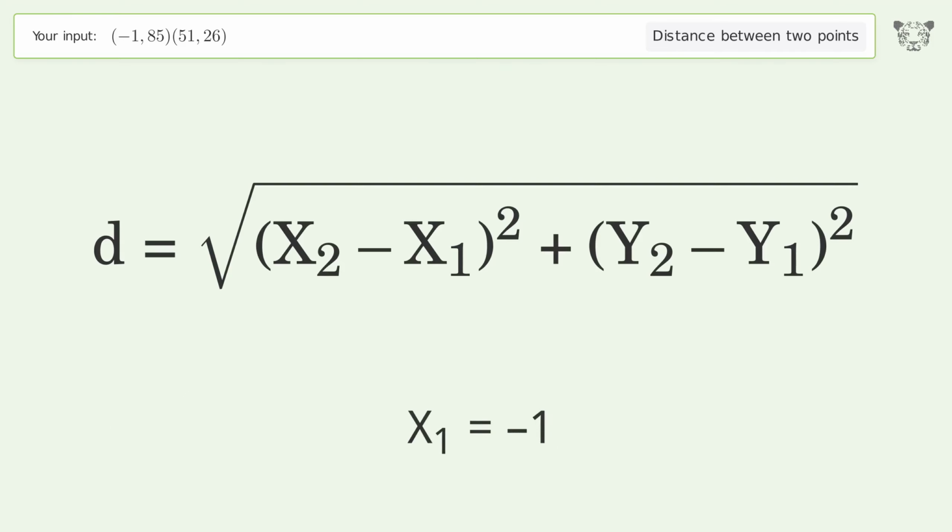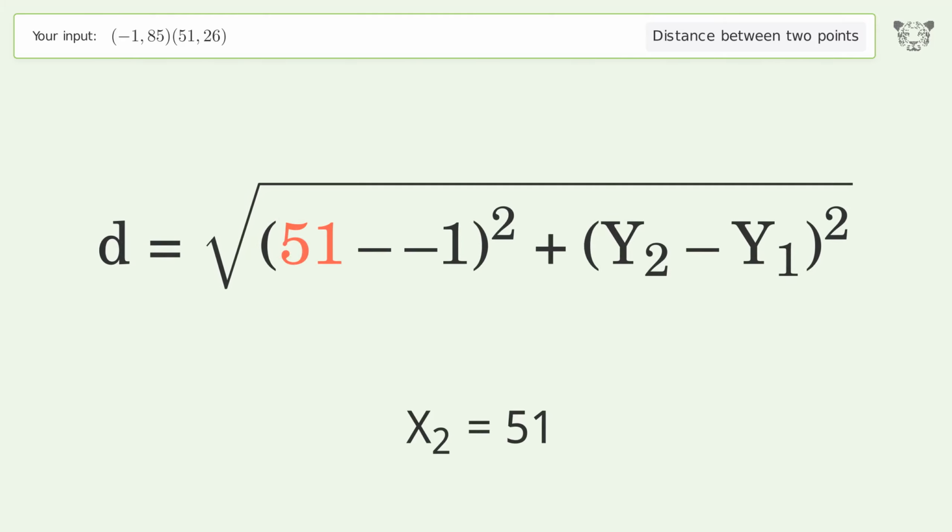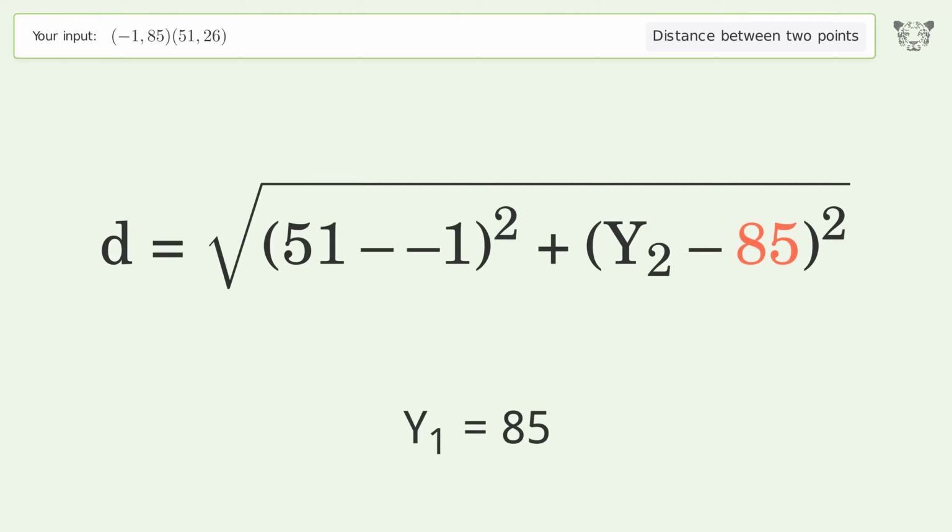x1 equals -1. x2 equals 51. y1 equals 85. y2 equals 26.